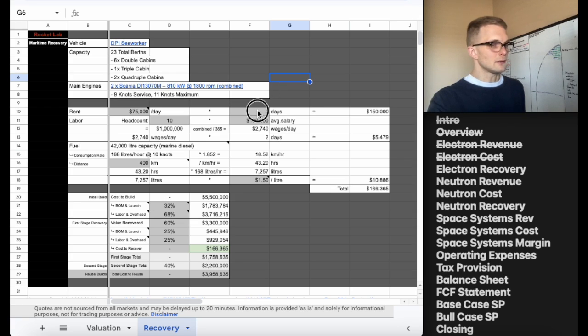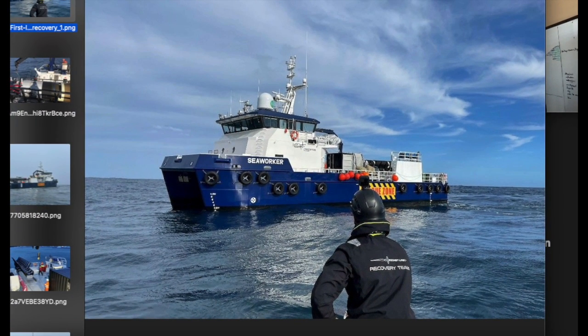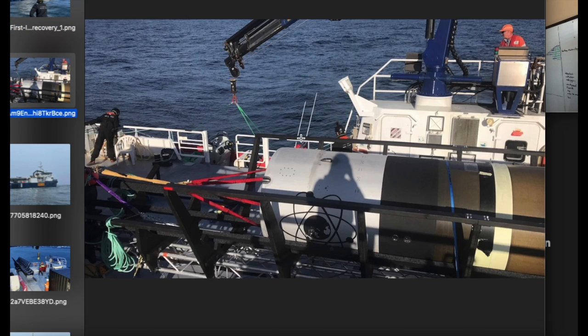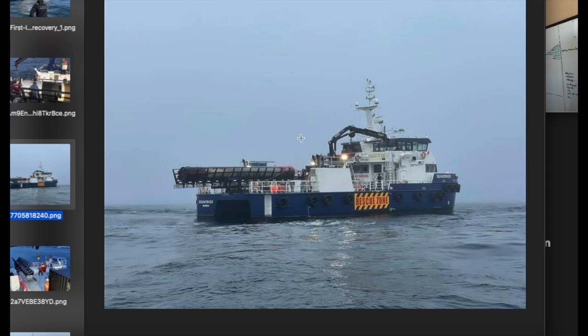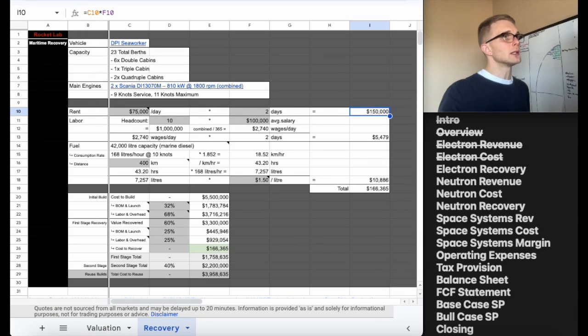You're going to need to rent it for about 2 days. So already you're sitting at about $150,000. So for the labor, I put the head count at 10. And while this particular vessel can hold up to 23 people, looking through some of the old recovery photos, it seems like there's definitely not 23 people. I'd be surprised if there was 10. But I think 10 is a conservative number as of what to expect. So that's what we're going to go with.